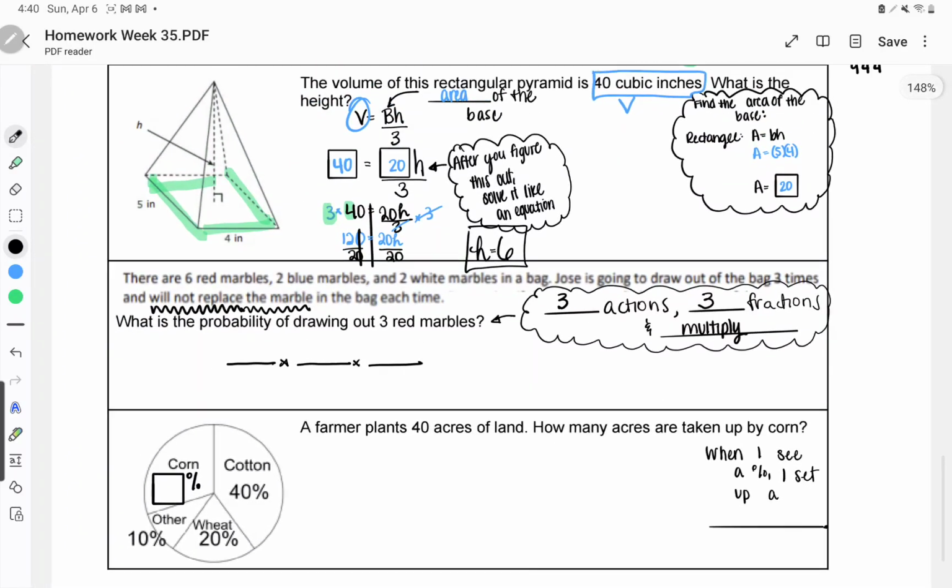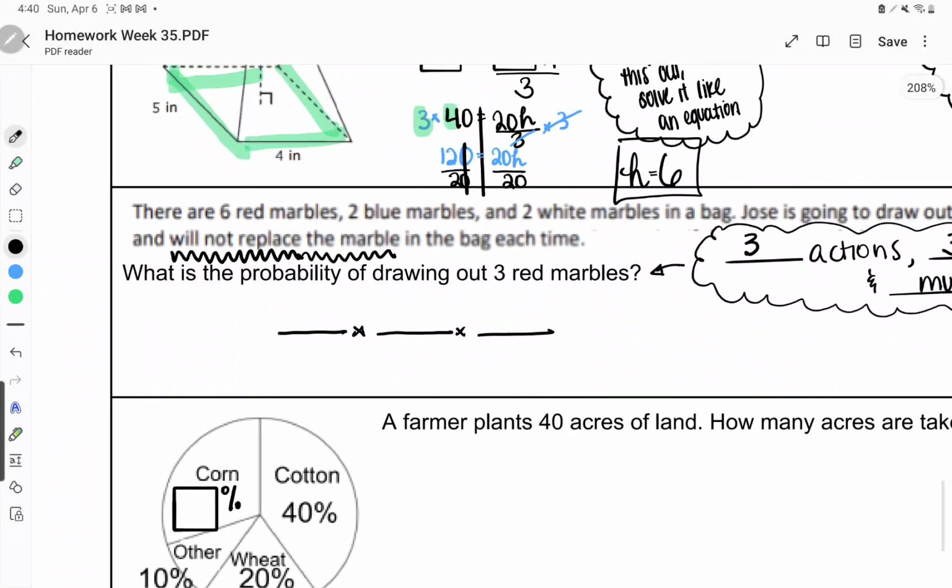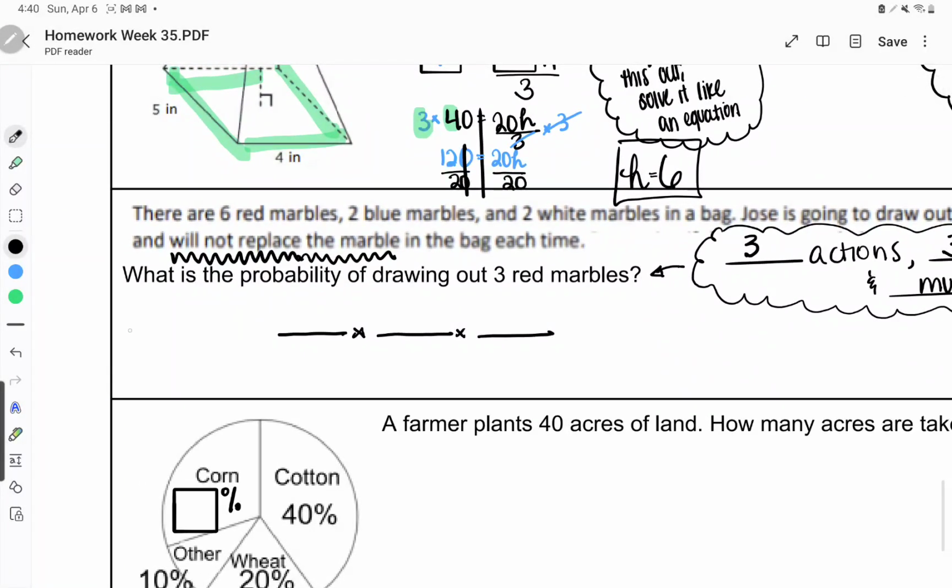So I need to figure out the probability of drawing out 3 red marbles. So first, remember that probability is what we want over the total. So how many red marbles do we have? We have 6. And then how many total marbles do we have? Well, we have 6 plus 2 plus 2, which gives me 10.